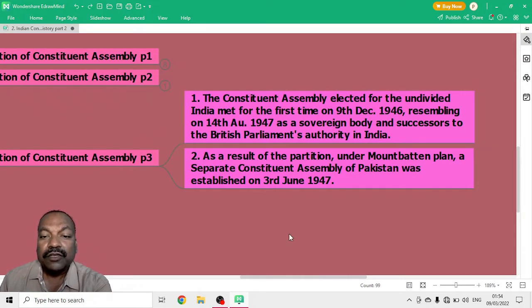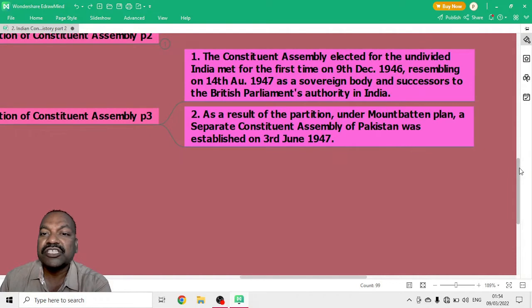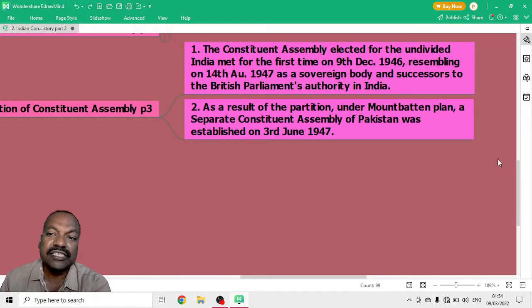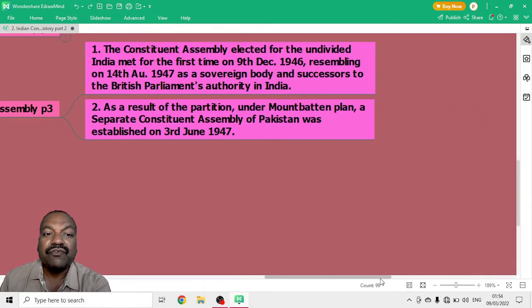Now, in this part, the Constituent Assembly was elected for the undivided India, which met for the first time on 9th December 1946, reassembling on 14th August 1947 as a sovereign body and successor to the British Parliament's authority in India. As a result of the partition, under the Mountbatten Plan, a separate Constituent Assembly of Pakistan was established on 3rd June 1947.